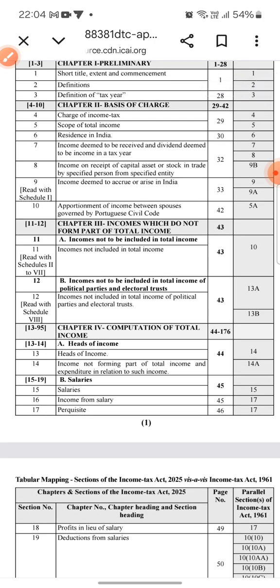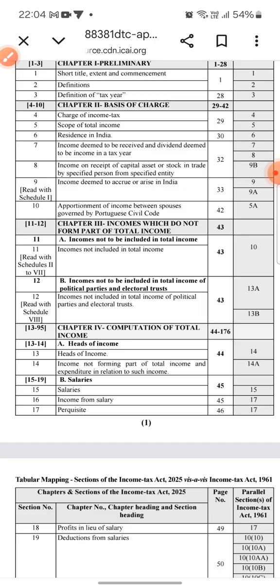Chapter 2, income which does not form part of the total income. Income not to be included in the total income, earlier section 10 with its sub-sections, is now mentioned in section number 11. Earlier it was section number 10.